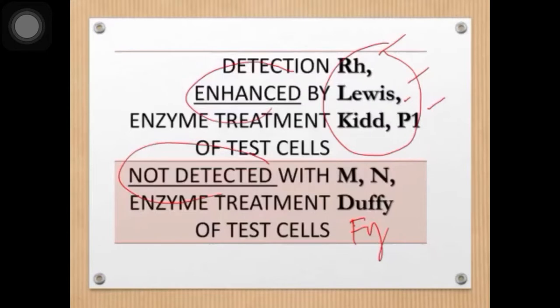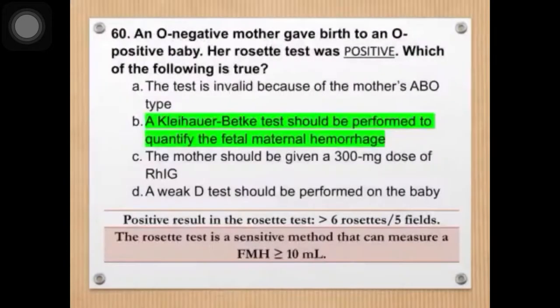Number 60, a group O negative mother gave birth to group O positive baby. Hala! Ang mother po Rh negative at yung child niya Rh positive. Pag ganito po, postpartum and after delivery, magpo-perform po tayo ng Rosette test, a screening test for fetal-maternal bleed. Ano po yung positive na Rosette test? More than 6 Rosette for 5 fields, equivalent to a fetal-maternal bleed of greater or equal to 10 ml.